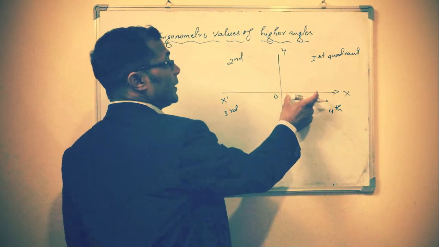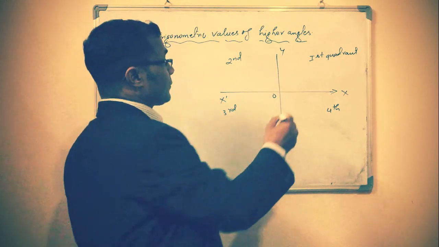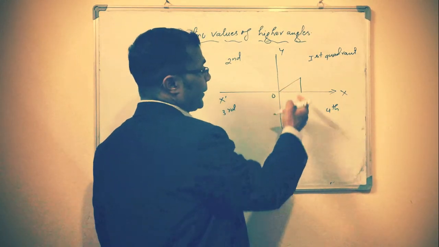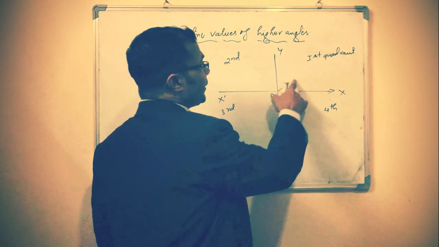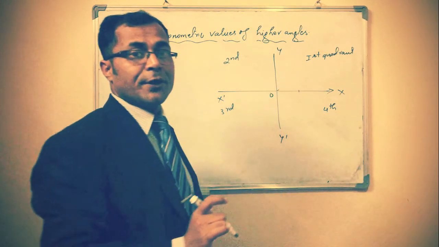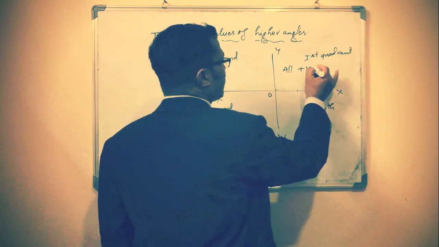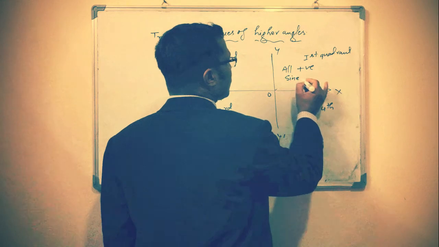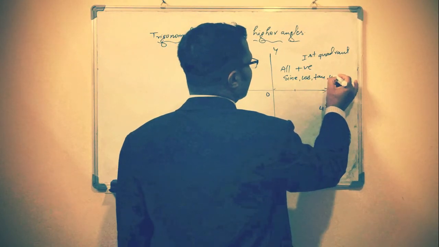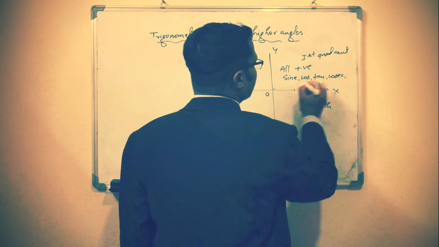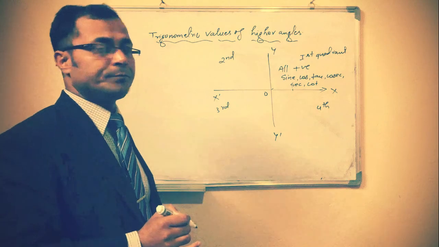As you see here, the x coordinate is positive and the y coordinate is positive. So even if you draw a triangle over here, all sides are positive. So obviously here, all the ratios are going to be positive. It means sine, cos, tan, cosec, sec, and cot, all of these ratios are positive.